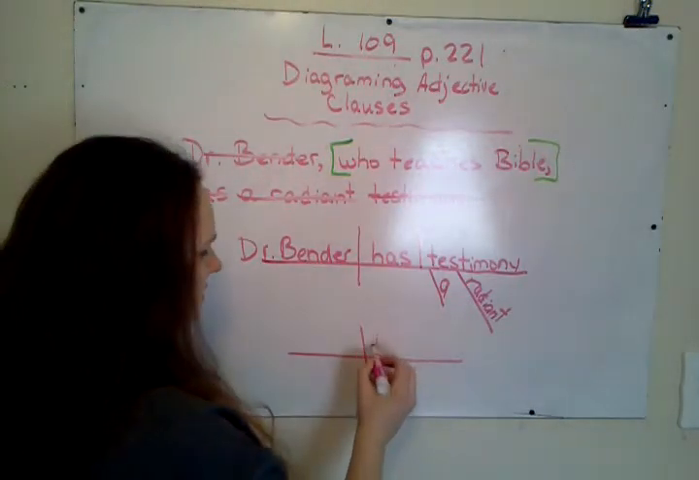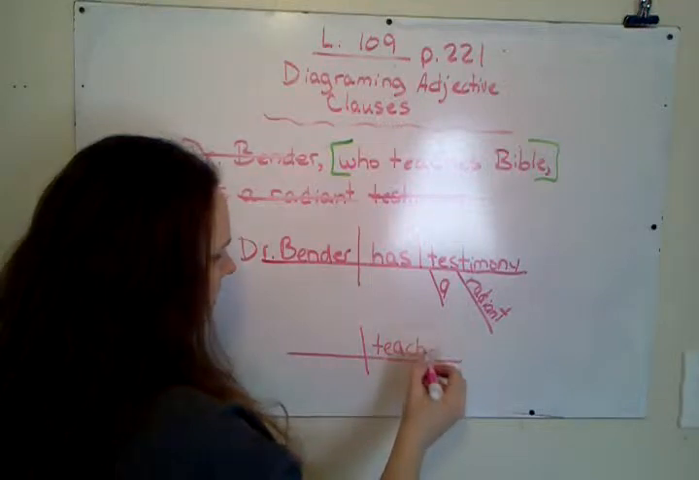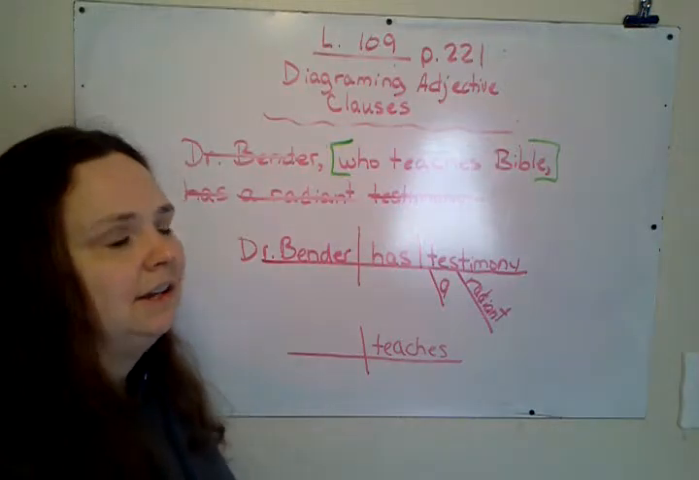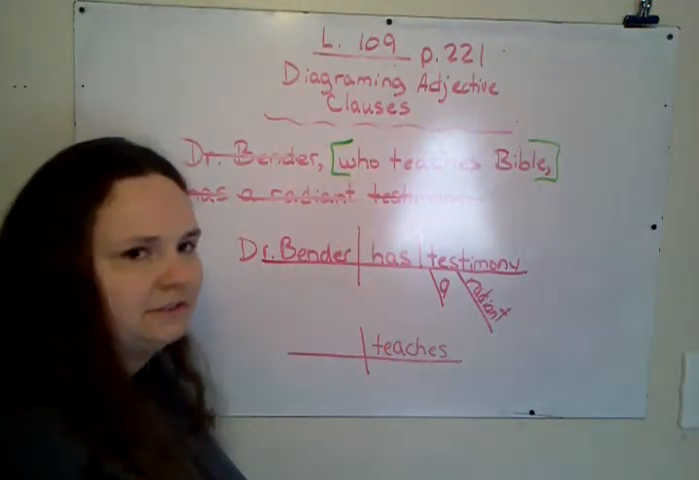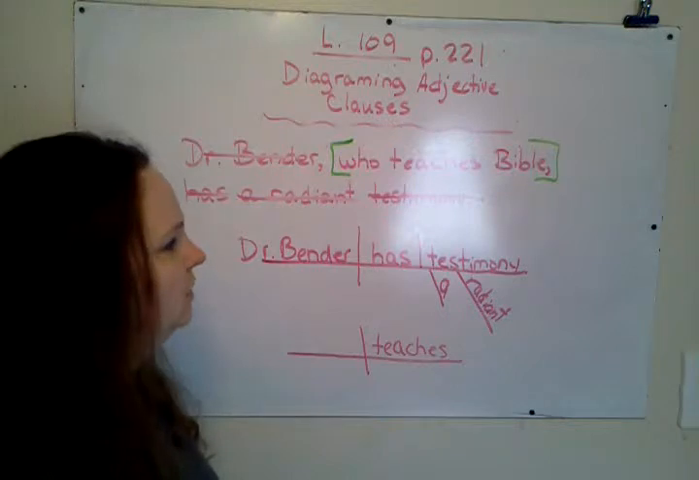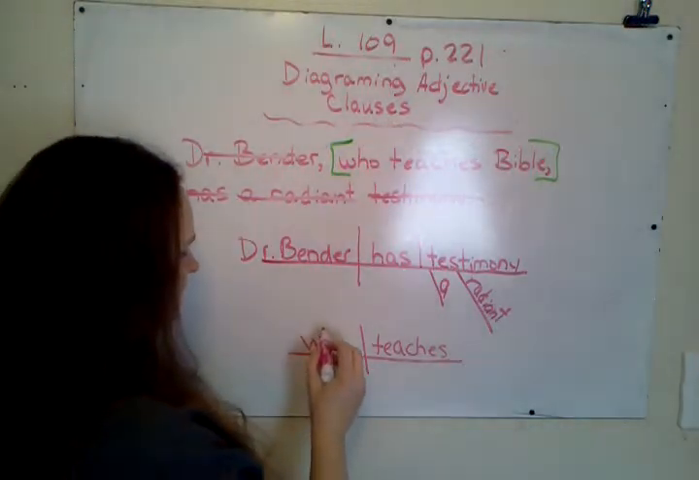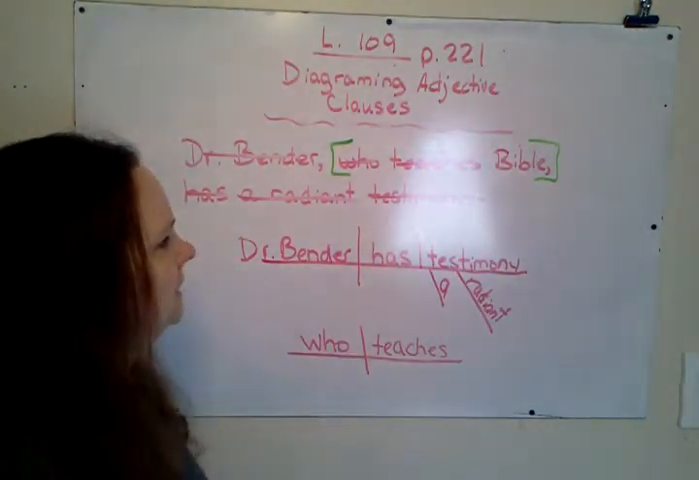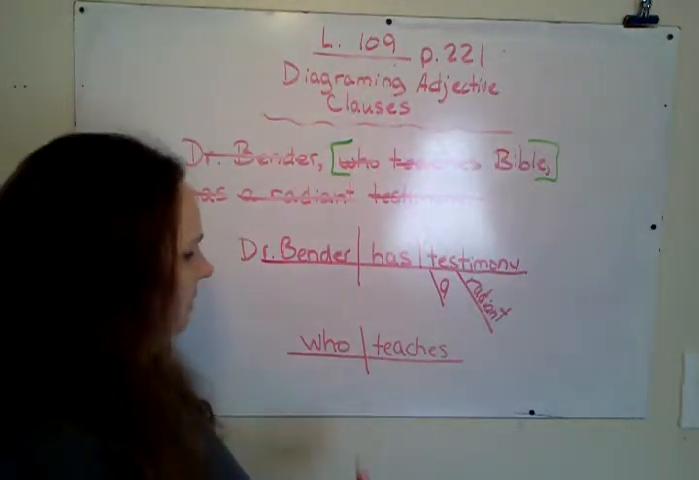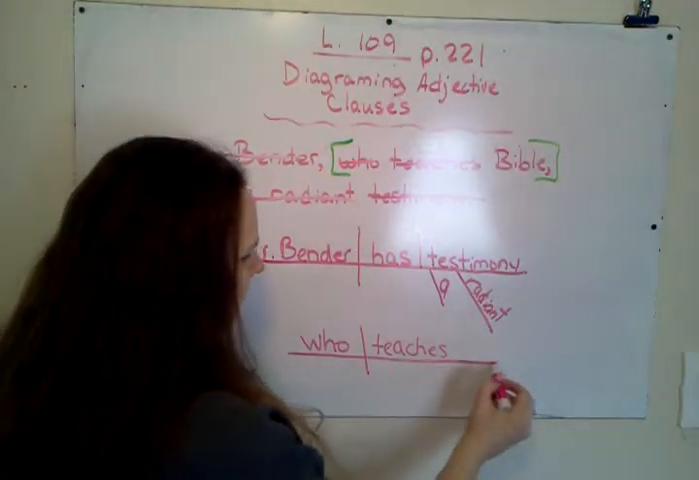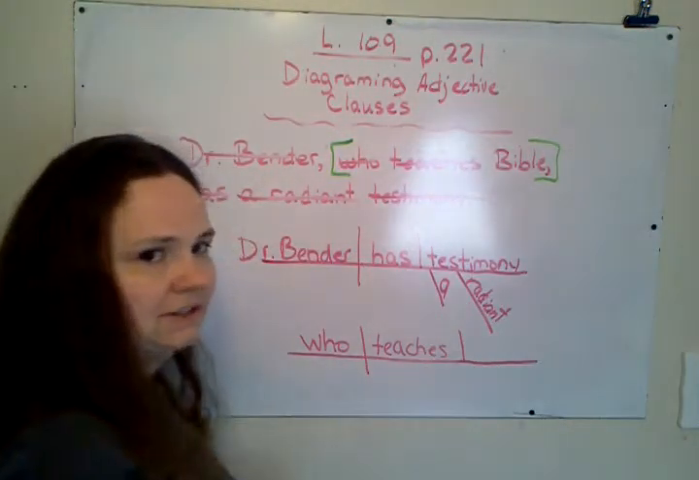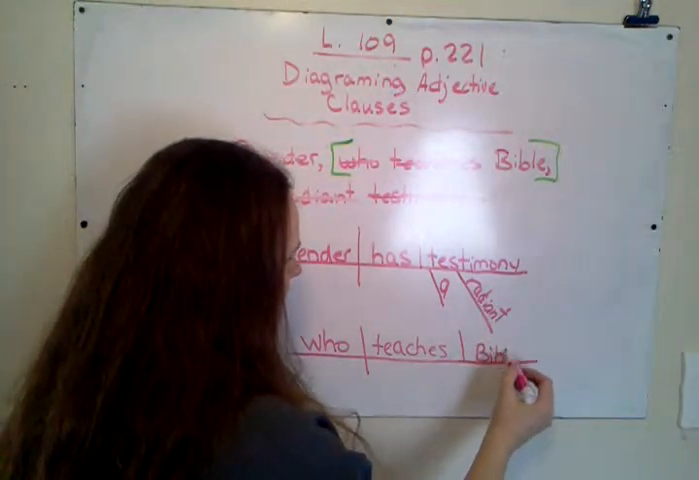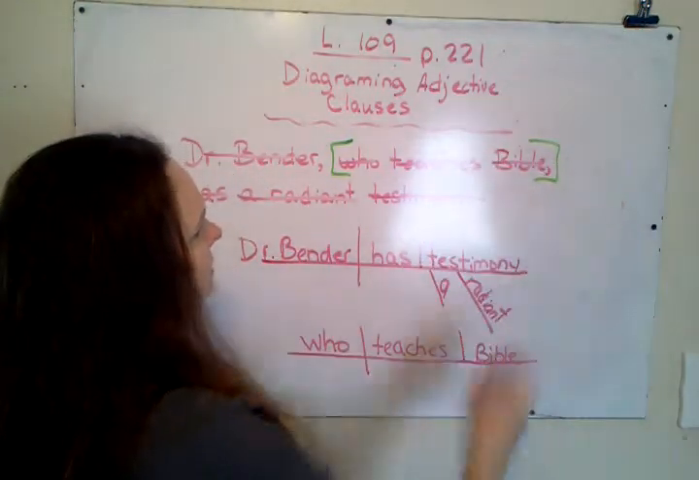The verb is teaches. And to find the subject, I ask myself who or what teaches. And in this clause, the relative pronoun who is doing the subject job. So I put it here. Who teaches? And what do I do with Bible? It's being a direct object because it answers the question, who teaches what? So I make a direct object section of this line and put it in. Now every word is taken care of.